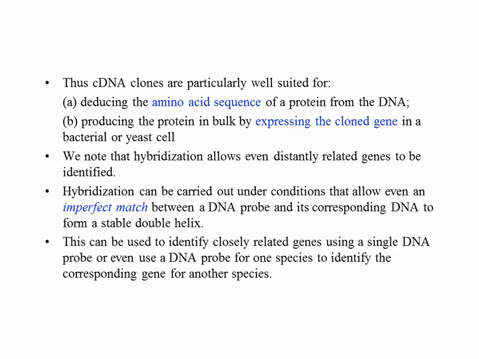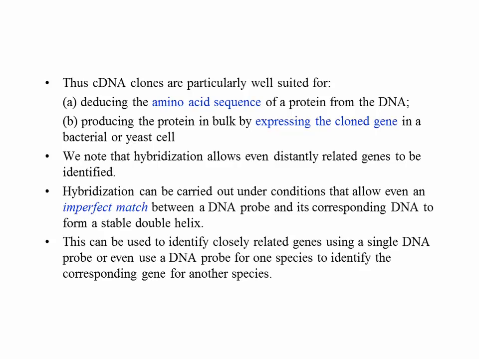They are also very useful for producing the protein in bulk by expressing the cloned gene in a bacterial or yeast cell. Remember, the bacteria do not have the splicing mechanisms in place, right? So if you are trying to produce some protein, if you just go and take the relevant human gene and give it to the bacteria, it's not going to work because bacteria do not have the mechanism for cutting introns out, right? On the other hand, if you take stuff from a cDNA library, with all the introns removed, you can put it in a bacterium and you can force the bacterium to make many, many copies of that protein of interest, right?